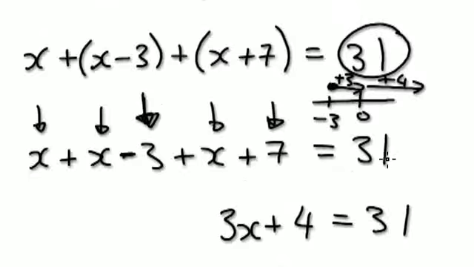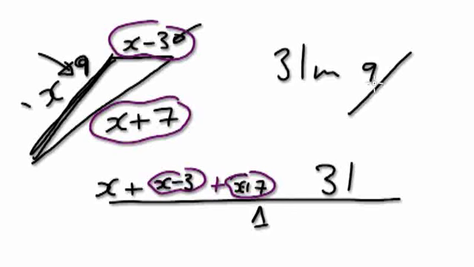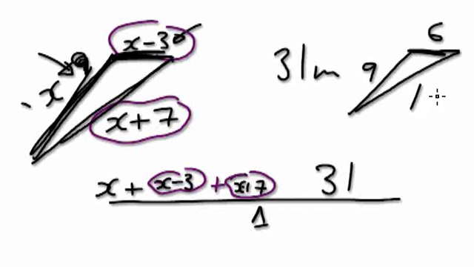Remember x equals 9. Let's go back to our triangle here. Remember x represents this length here, and we worked that out to be 9. So this length here is 9. This length here is 3 meters shorter than that, so it's 9 take away 3, which is 6. So this must be 6. And this length here is 9 add 7, so that should be 16.